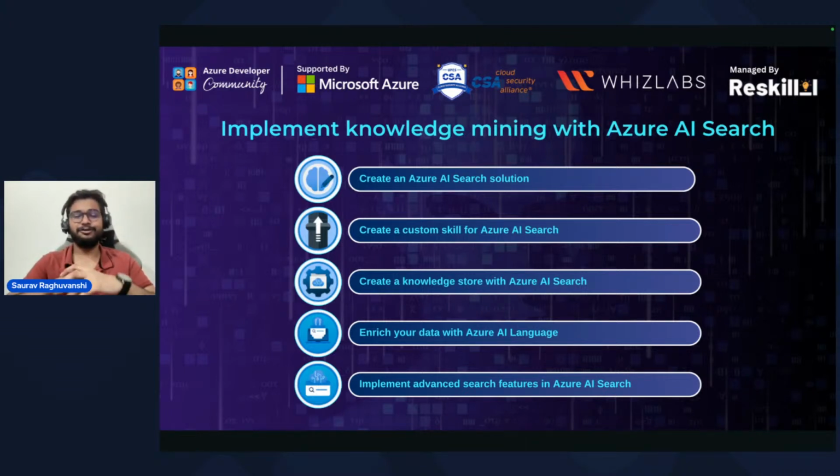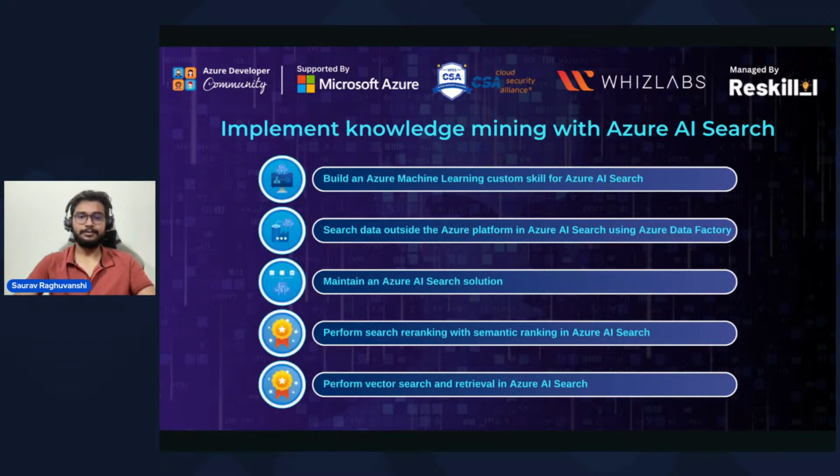Okay, and we are going to talk about advanced features of the AI Search service itself. Then we are going to talk about knowledge mining, how to use AI Search to extract knowledge in real time and perform some semantic rankings and Azure vector search. These things we are going to learn during this particular session.